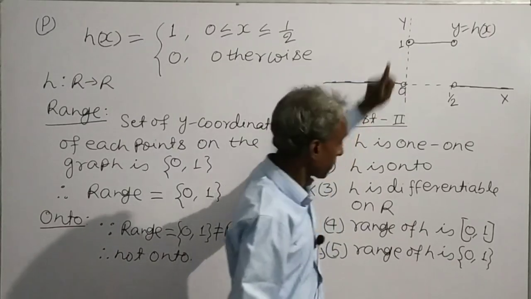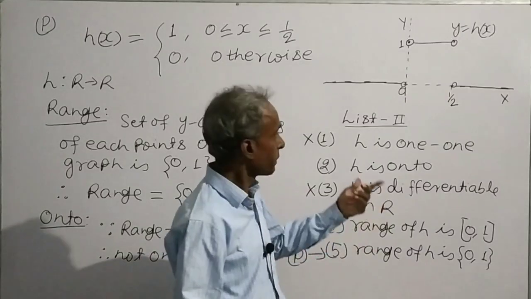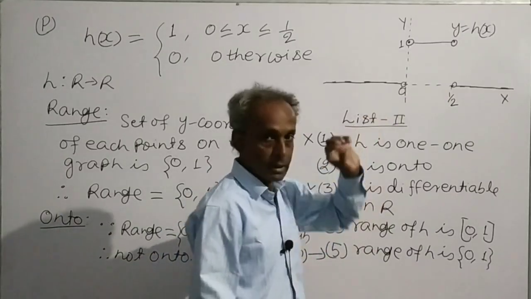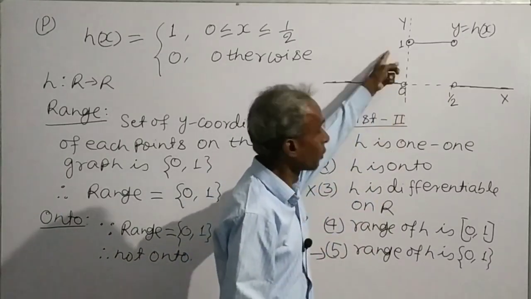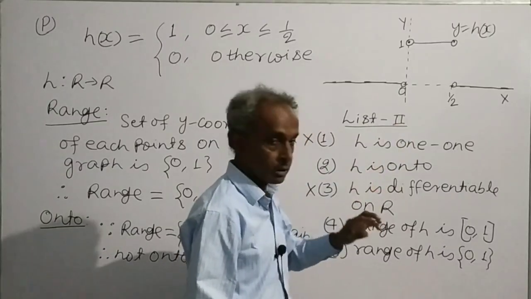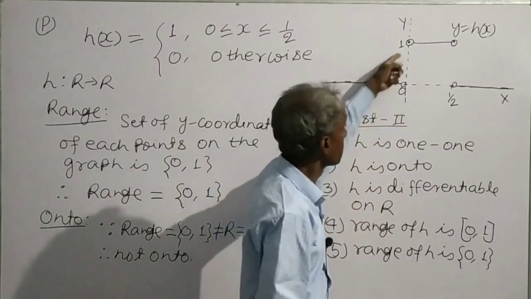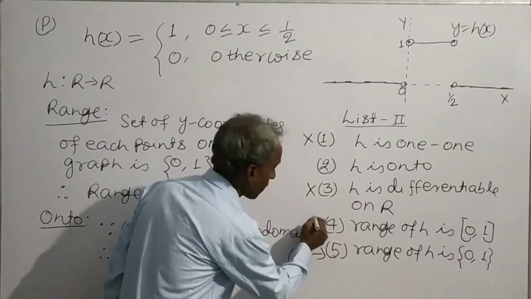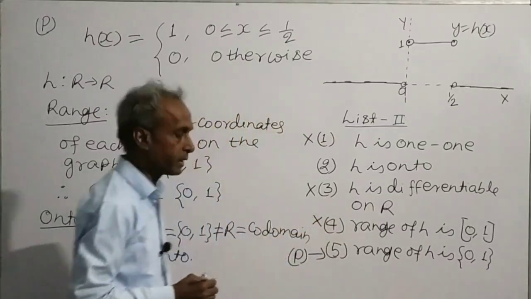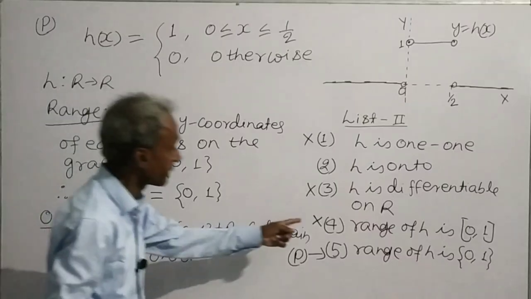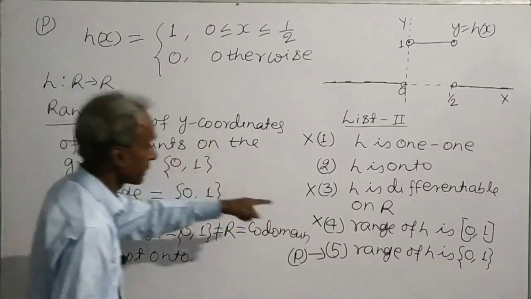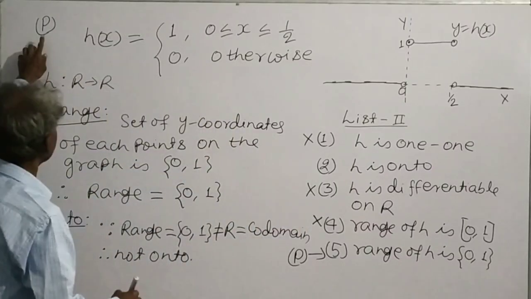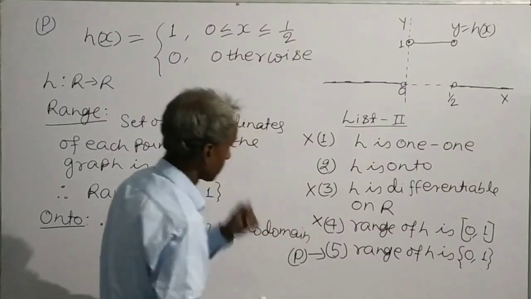But we see that there are only two numbers, 0 and 1, in the range, not all numbers lying between these two numbers. Therefore, this option is not correct. This entry will not be matched with P.